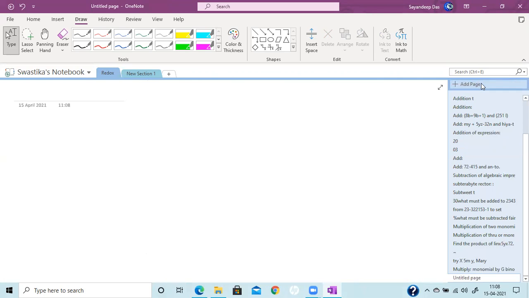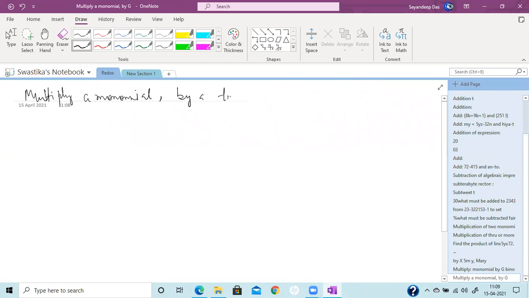Now I will go to the next kind of problem, that is, multiply a monomial by a trinomial. You know now what a monomial is. Let us see how we can do this. Let us take the first problem. Write this first problem.